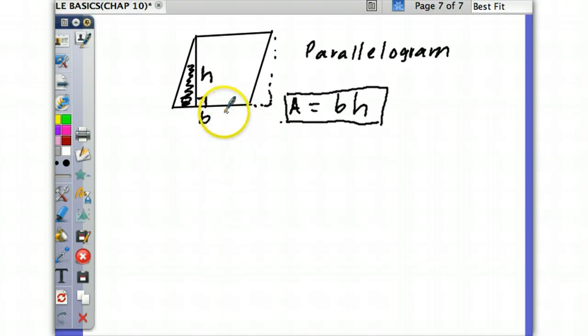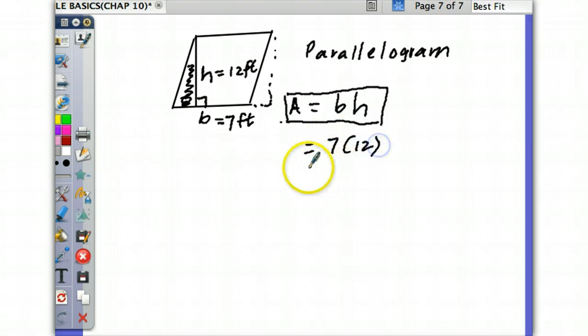Okay, so if you see a parallelogram whose base is, let's say, 7 feet, and the height is 12 feet, it'd be a big one, so the area would be what? 7 times 12, and that would be what, Priscilla? 84. Austin, what would be the units? It's going to be feet times feet. Get that? It's like x times x, feet squared.